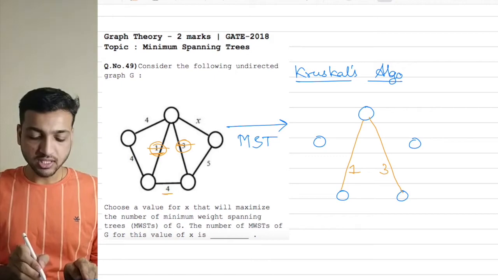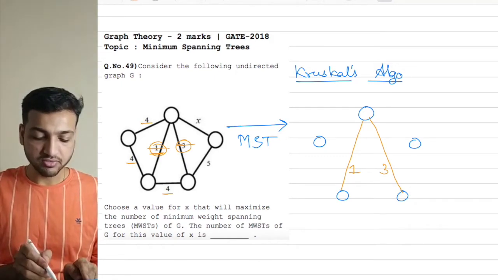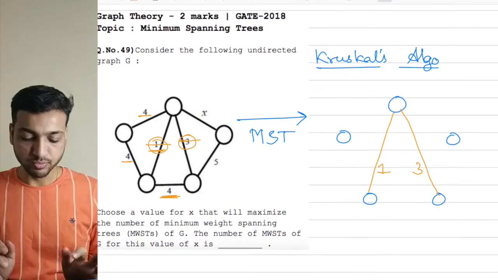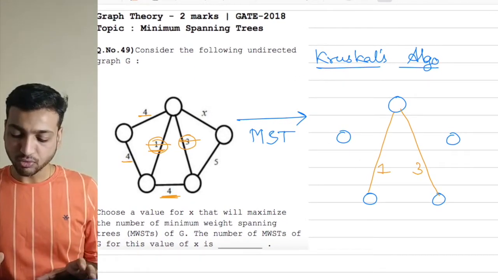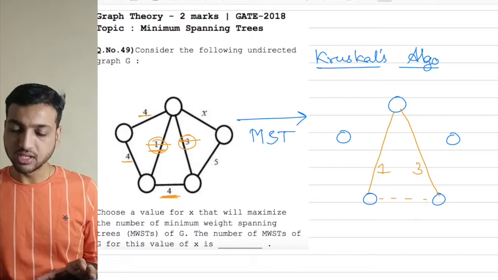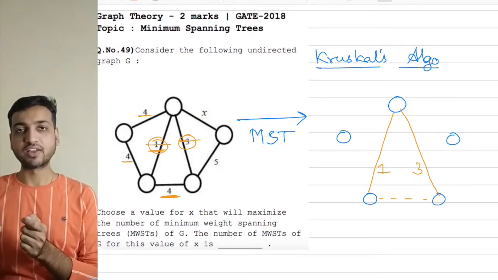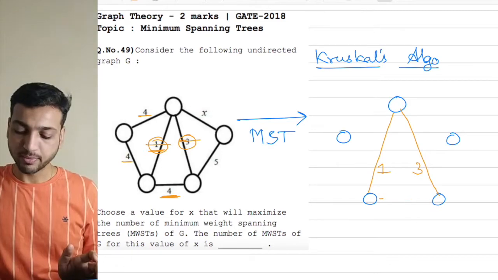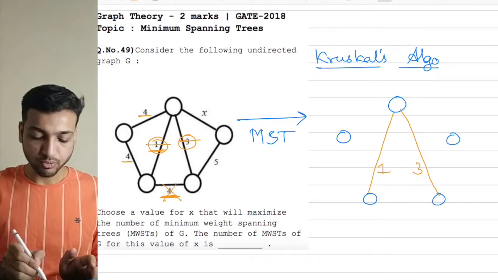Now as you can see, there are these 3 edges which have 4 as value. Now let's focus on this value of 4. Let me zoom in a bit. So we can clearly see that if we take this value of 4, we are getting a cycle in the graph and we are trying to construct a tree. So we are not going to take this value of 4. So I'm going to strike it out.